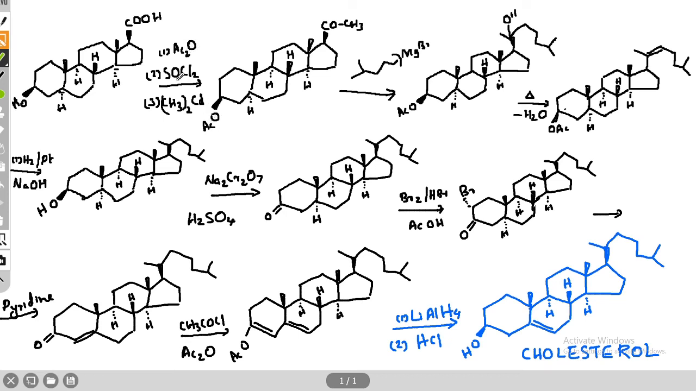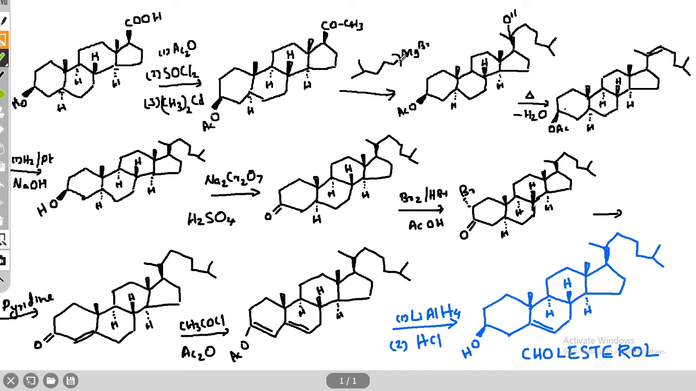Then it is treated with thionyl chloride. So one of these OH groups is replaced by Cl and becomes an acid chloride. When it is treated with dimethyl cadmium, this Cl is replaced by this CH3 group. So we have a COCH3 group over here. So the branch of this cholesterol is added over here. That is, it is adding a Grignard reagent like this.